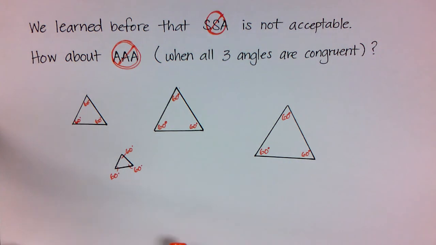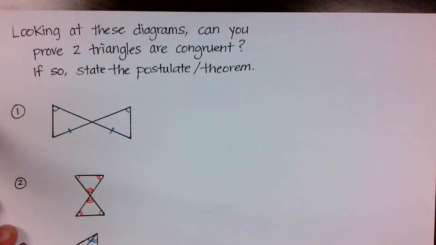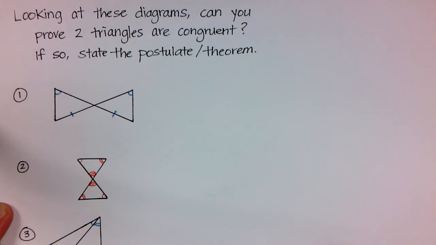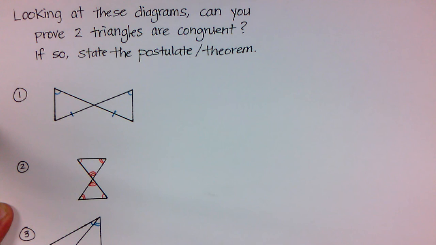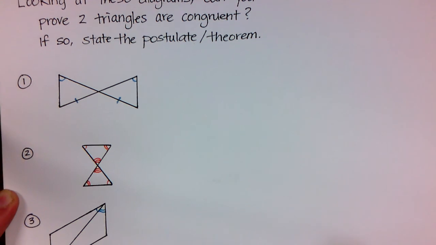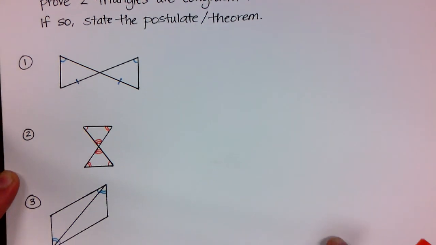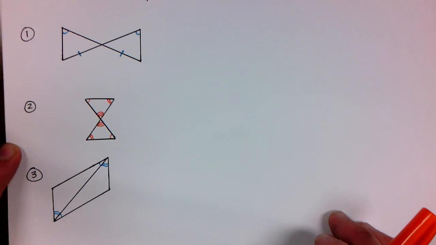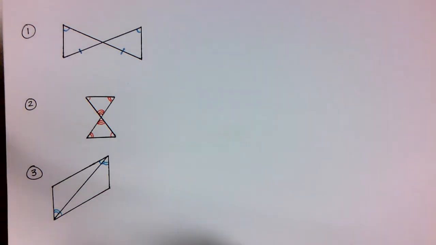So to wrap up, I just have three little diagrams for you. And in these diagrams, I want to see if you can prove if they are congruent. And if so, I want you to state the postulate or theorem. So here are three diagrams for you. So go ahead and copy those in your notebook and just say yes or no. And if so, then say, oh, by side, side, side, or side, angle, side, whatever it is.